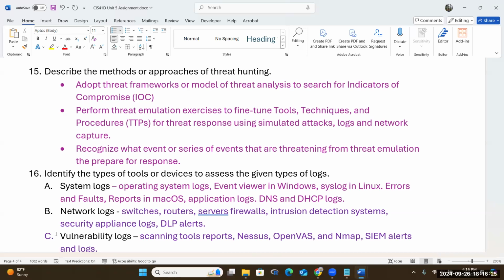And then you got network logs. So when we deal with threats that are related to network, we need to look at switches, routers, servers, firewall, your security appliances like IDS, IPS, and then we also need to take a look at alert systems, especially with the data loss prevention type of system, because that really entails where the data sits, how the data is accessed, and so on.